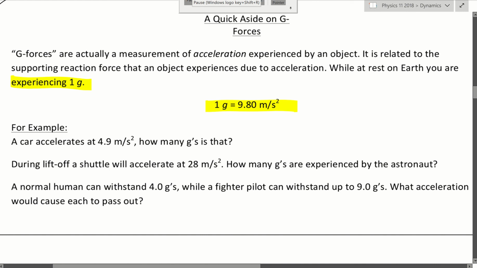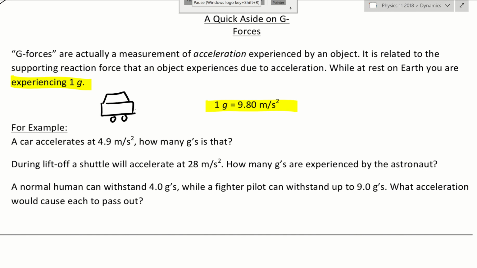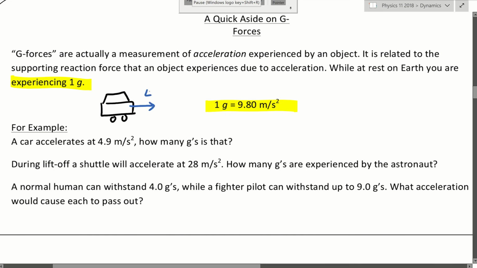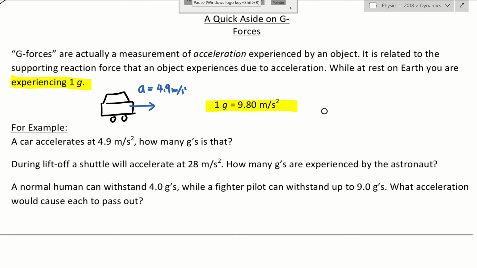Because your car could be moving forward. So that's just a measurement system. I want you to think about it this way. If there's a car and the car is accelerating, right? Not the speed of the car, but it's speeding up. If the acceleration is 4.9 meters per second squared, then how many G are you experiencing? That means how many times the force of gravity are you experiencing sideways?